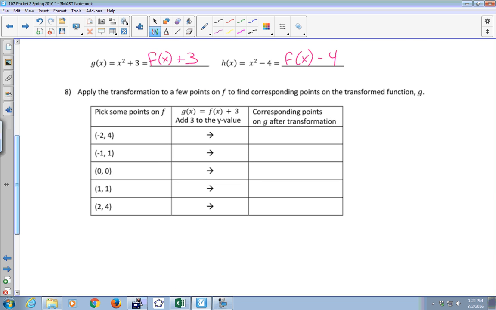All right, so f of x is just a fancy way of writing y, right? And g of x is just a fancy way of writing y. So g of x is the old y value plus 3. H of x is the old y value minus 4.